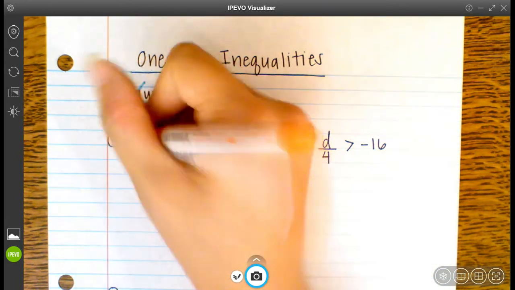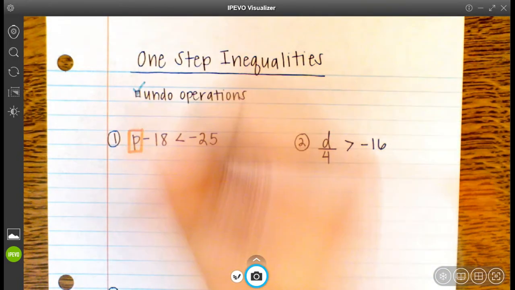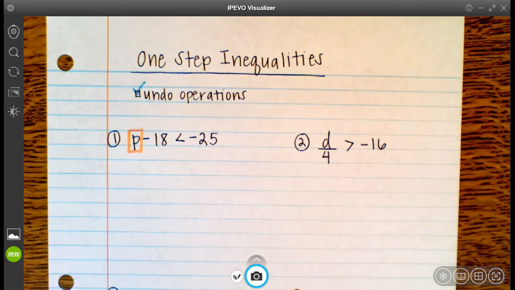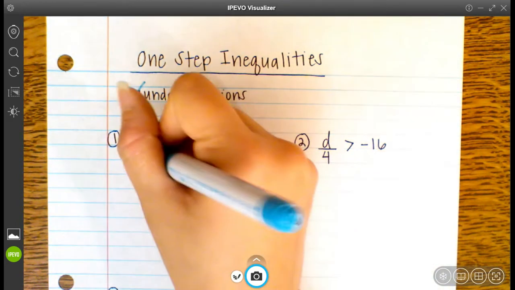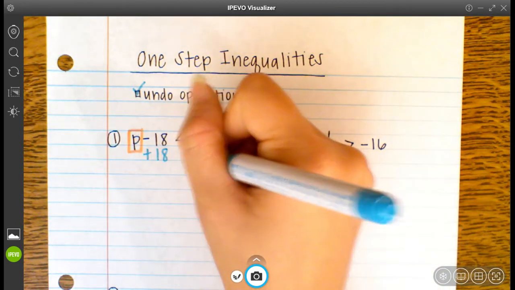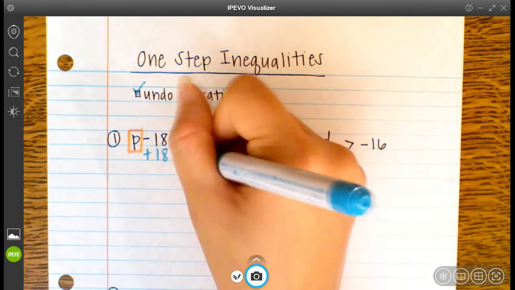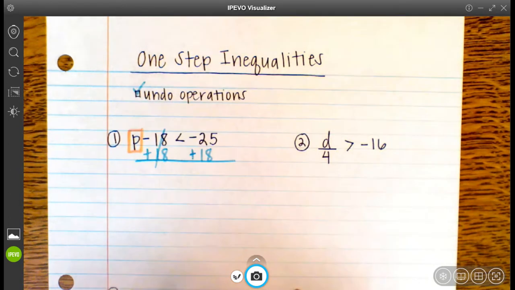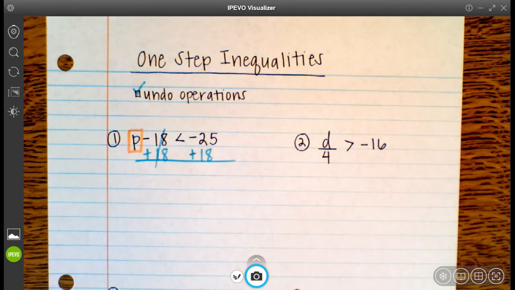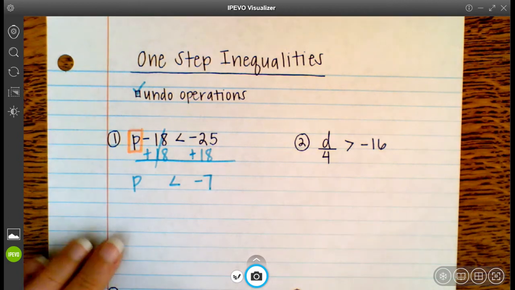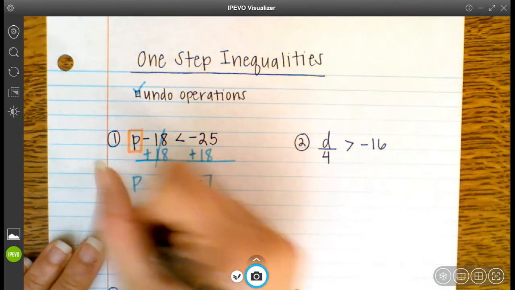So to get p alone, we are not going to subtract 8, but we're going to undo that by adding 18, Miss Weldy, not 8. And we end up getting p is less than negative 7.